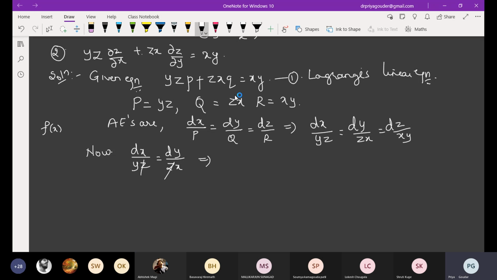Along with dx you should have only a function of x. Along with dy you should have only a function of y. Tell me what is to be done to separate. Cross multiplication. Take x here. x dx is equal to y dy. Variables are separated. Now integrate.